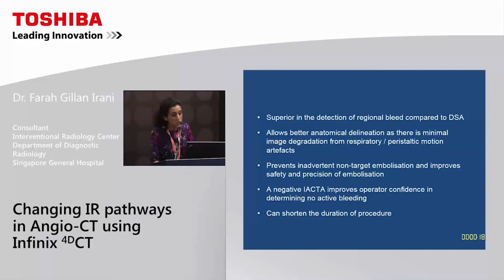So ICT is superior in detecting the region of bleed compared to DSA. It allows better anatomical delineation as there's minimal image degradation from both respiratory and peristaltic motion artifacts. It prevents inadvertent non-target embolization and improves the safety and the precision of embolization. And a negative ICT improves the operator confidence in determining no active bleeding. And it can shorten both your procedure duration and your contrast load.